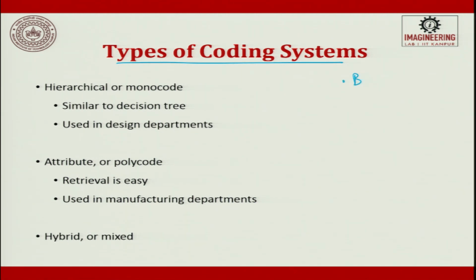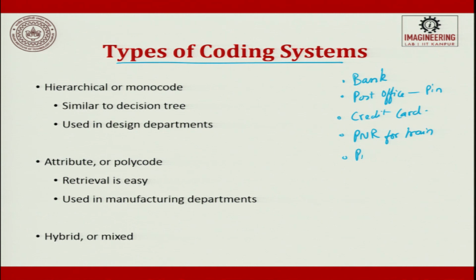I gave you an example of a bank, they follow a coding system. You look at the post office, where the PIN code is a code. Then you have a credit card, where again they have a coding system: how many digits, whether to have alphanumeric. You take the PNR for the train, they will have so many digits which are fixed. You take the PNR for a flight, it will be there. So, all these things are examples of coding systems, and they will all be unified such that they can be accepted by any system. Okay.